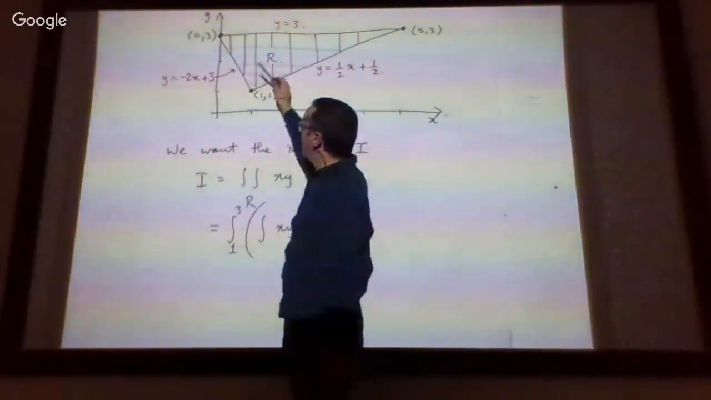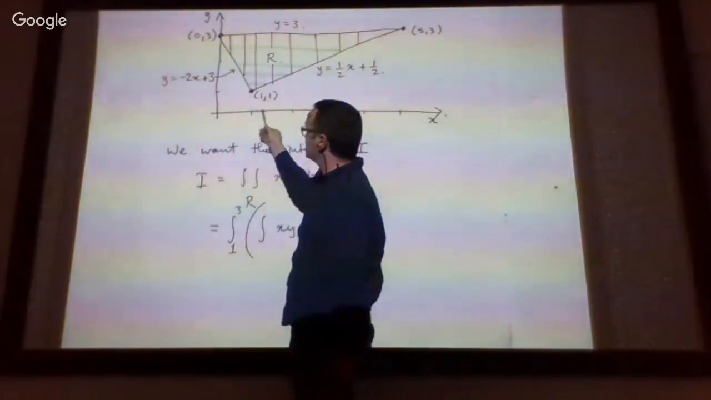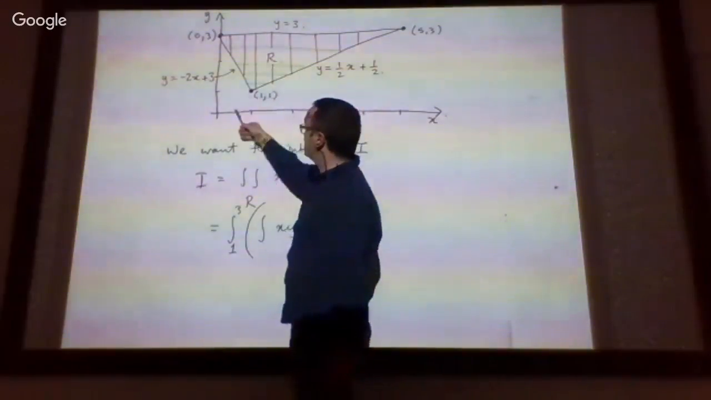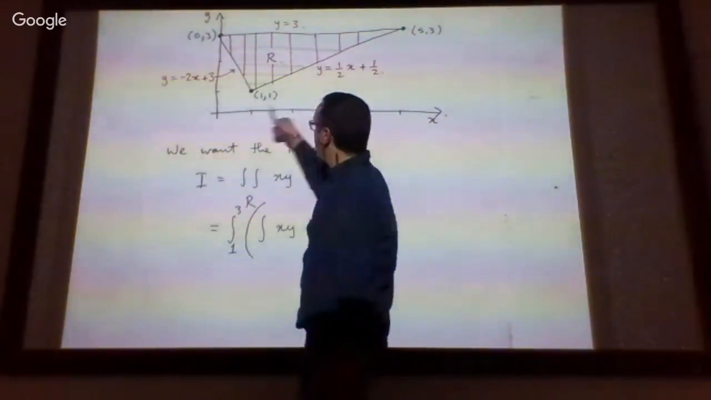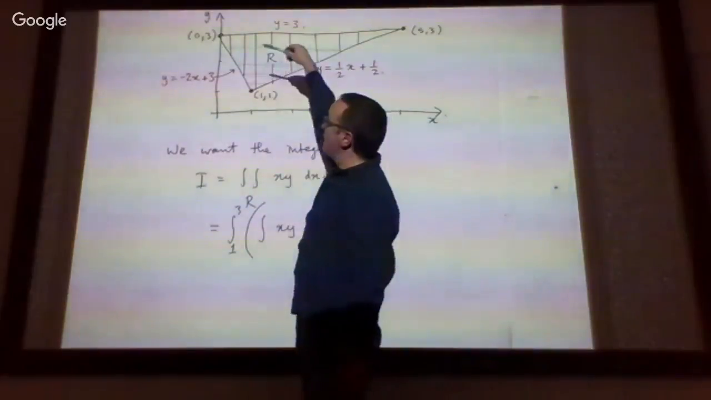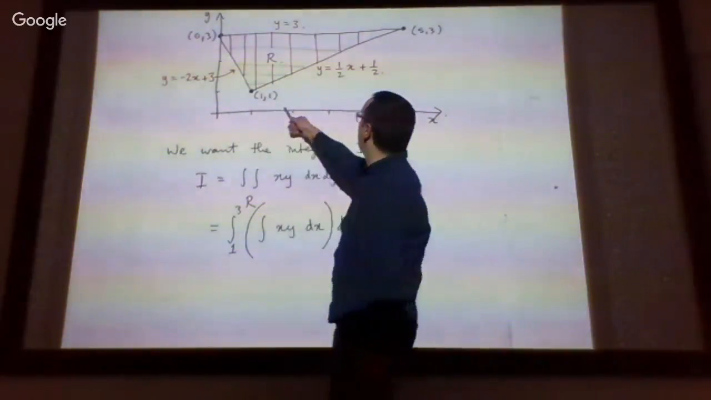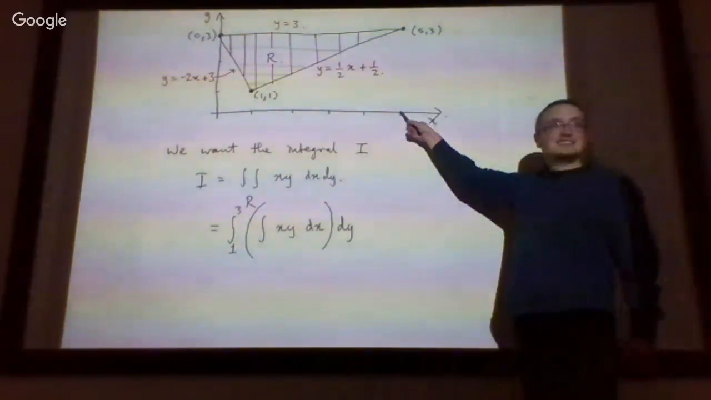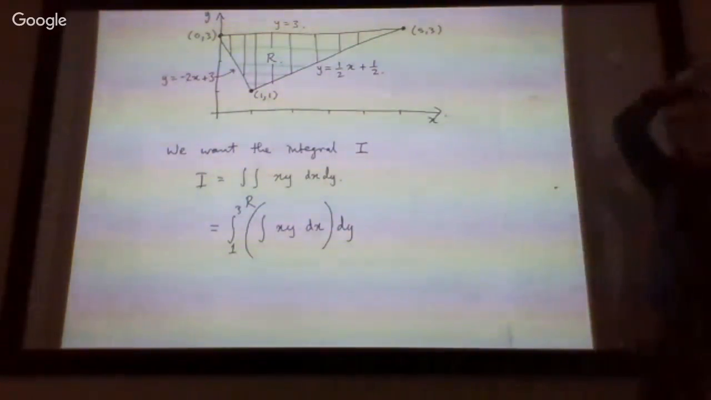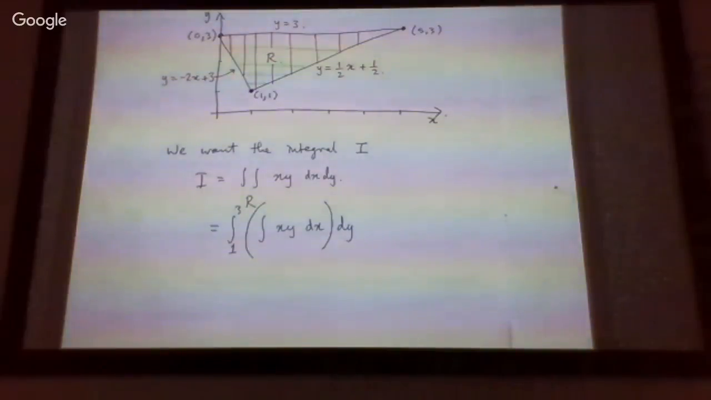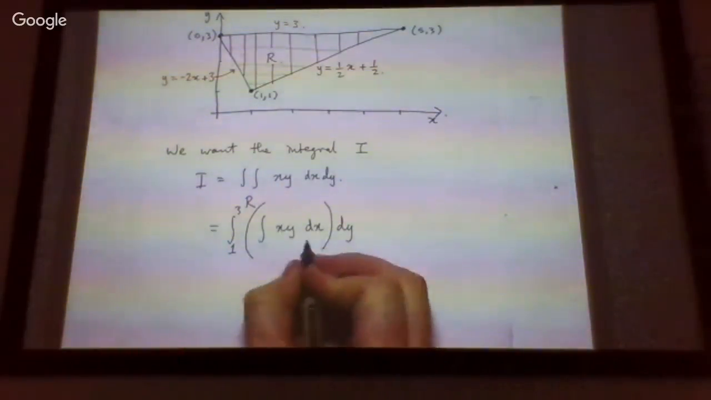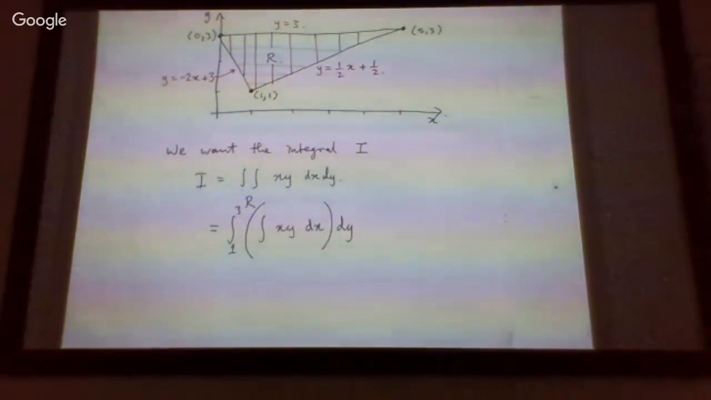So for low y values, we're only integrating over a little bit of x. But as y increases, we're increasing the range of x we're integrating over until when y gets to 3, we're doing the full x integral from x equals 0 all the way up to x equals 5 to capture the very top slice of the region R. Okay. So these limits of integration, I'm expecting functions of y that go in.